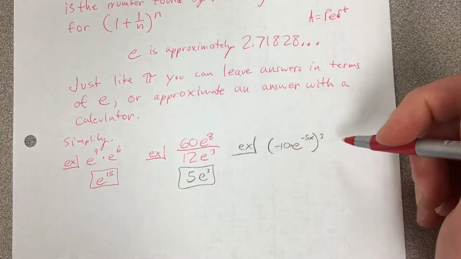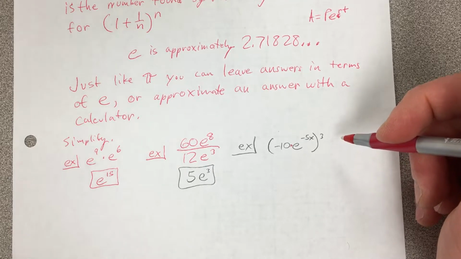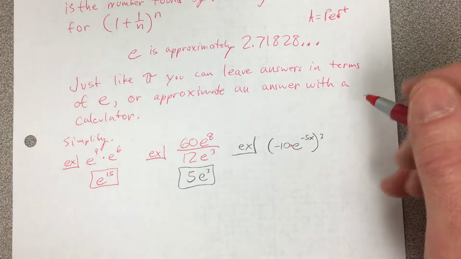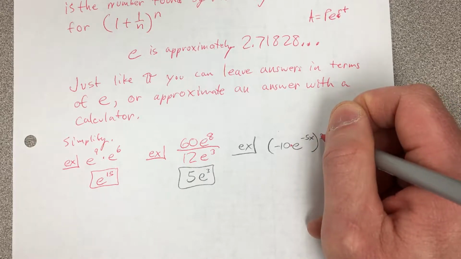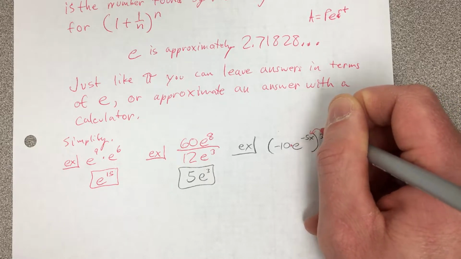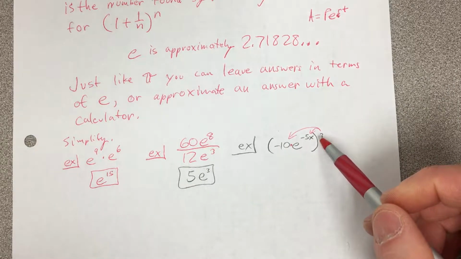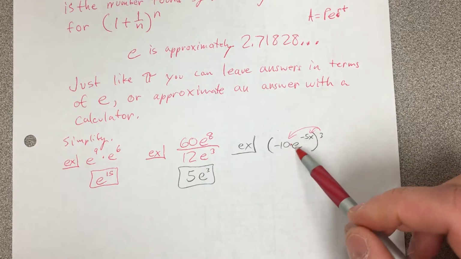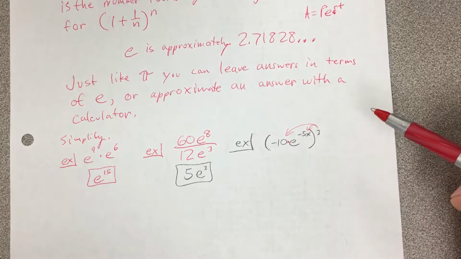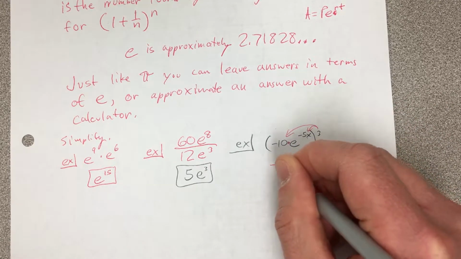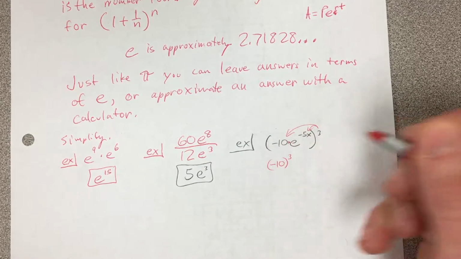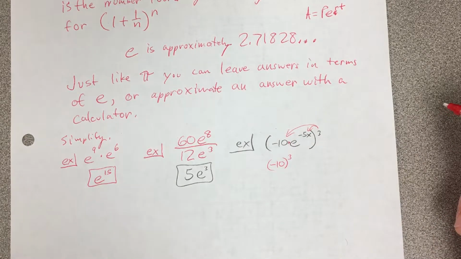Power of a product property. It's kind of a mouthful for me. But what happens is the 3, people think of it as distributing, but it's really not. The 3 is going to be the exponent for both of these bases that are multiplying. So we're going to get negative 10. Now I'm going to put it in parentheses because the negative also needs to be raised to the 3rd.